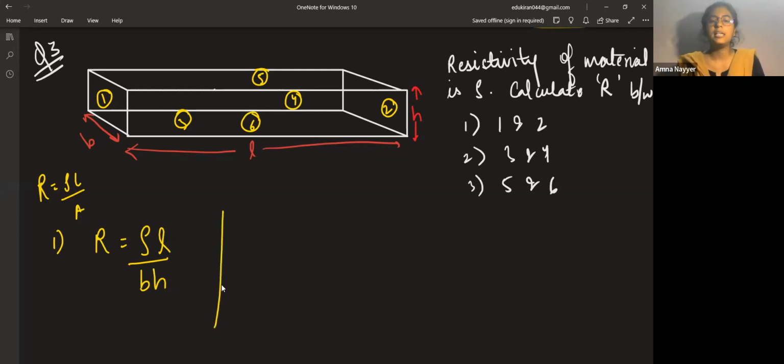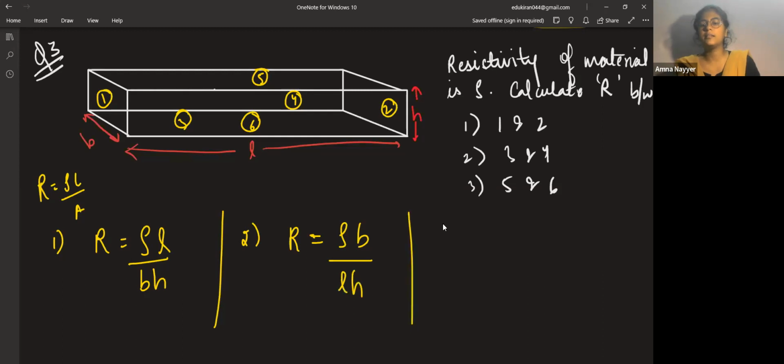Second part says third and fourth. Third and fourth means this one, the front and the back one. How are they separated? They are separated by the breadth. So this becomes R is equal to rho B by the area of cross section, which is length multiplied by height.